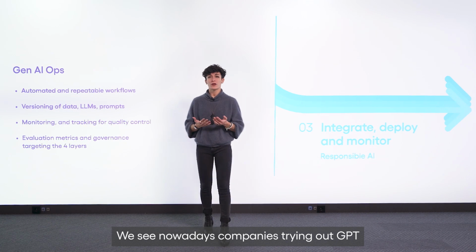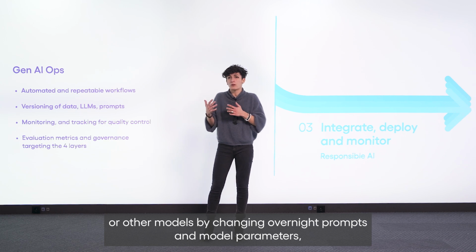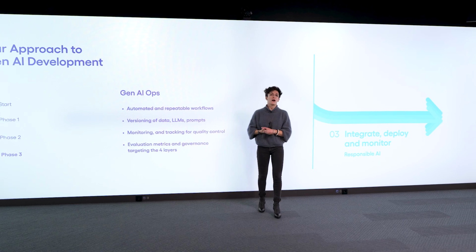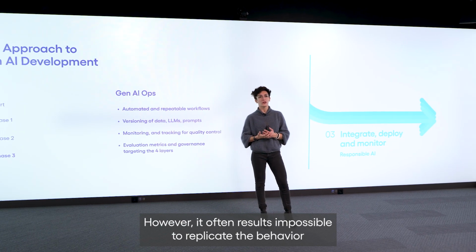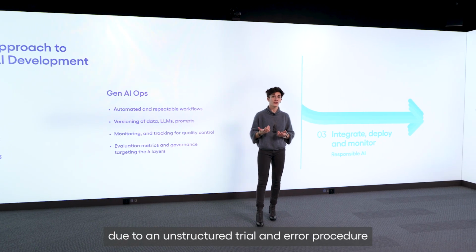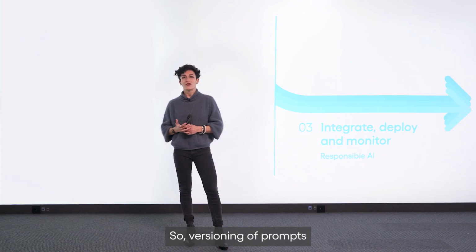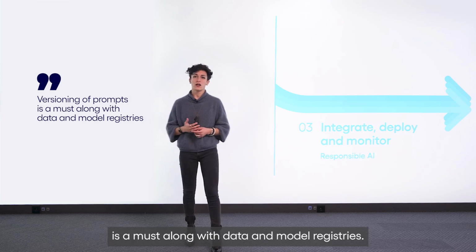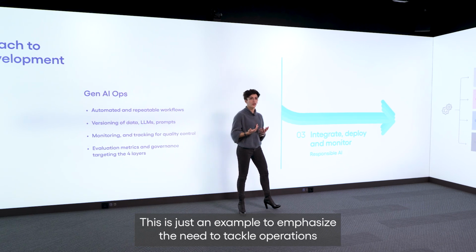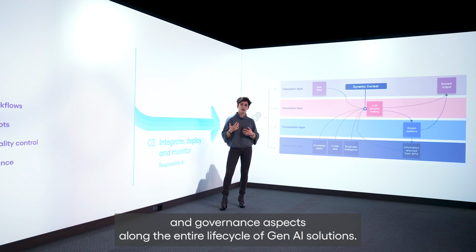We see nowadays companies trying out GPTs or other models, changing overnight prompts and model parameters such as tone and temperature in the attempt to control model response. However, it often results impossible to replicate the behavior due to an unstructured trial and error procedure with lack of automated and repeatable workflow. So, versioning of prompt is a must along with data and model registries. This is just an example to emphasize the need to tackle operations and governance aspects along the entire life cycles of GenAI solutions.